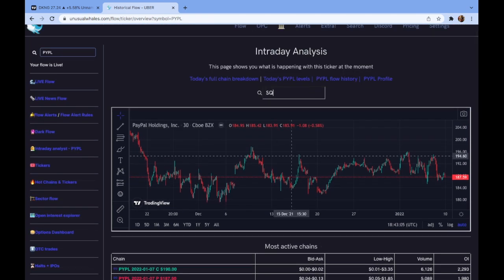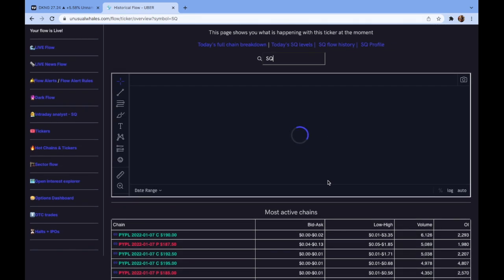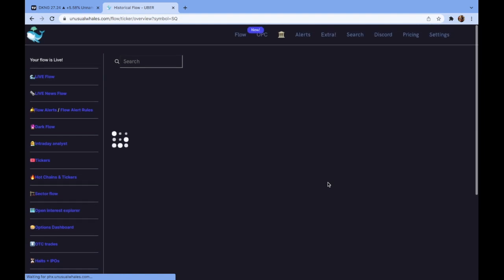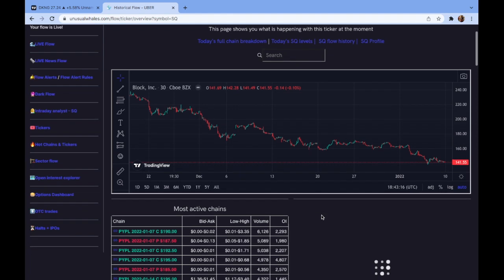But when we look at SQ, it usually has a little bit less volume as well, which comes into play with bid-ask. If this will ever load. When we look at SQ, right?